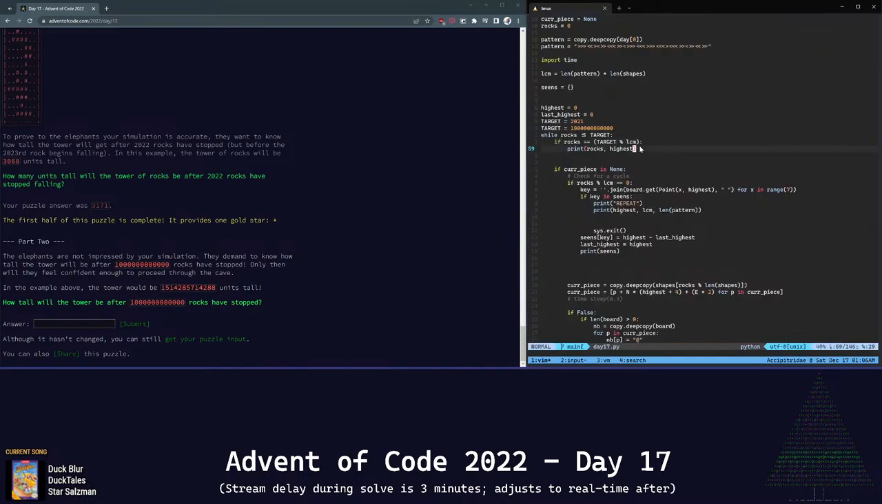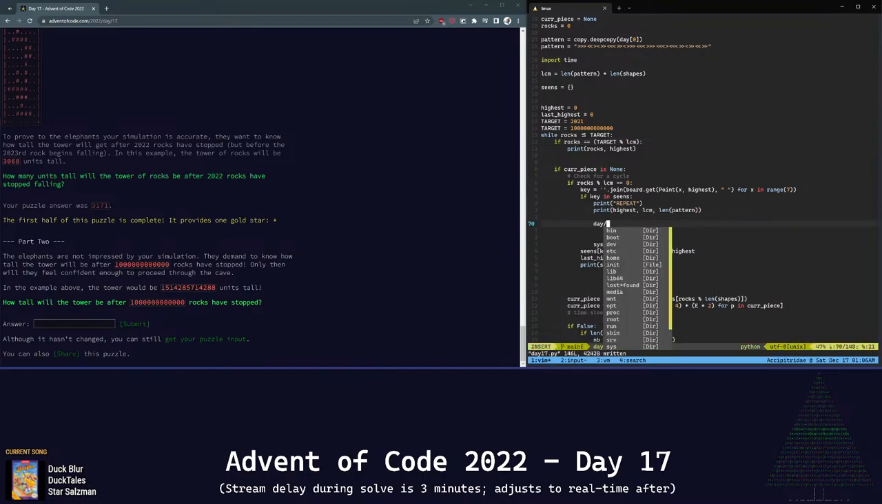In my head, I know what I want. The remainder of target divided by, like, this is the cycle length. It's gonna be zero, so I guess in this case the answer is just gonna be what here. It's like highest times and then how many times does target divide our cycle length.